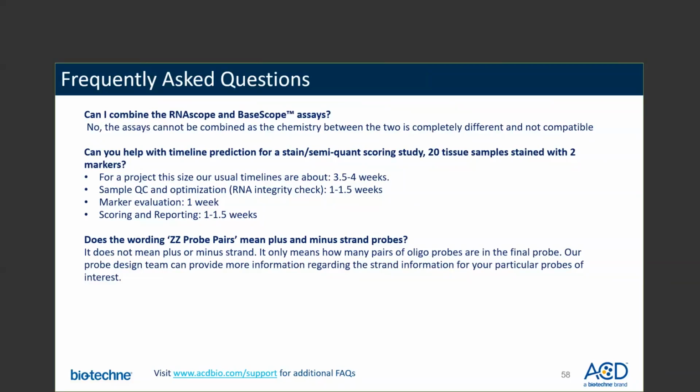Some of the other questions have alluded to the double Z probe pairs. As you can see, it does not mean plus or minus strand. It only means how many pairs of oligo probes are in our final probe. Our standard RNAscope probe is about 20 ZZ probe pairs, and a BaseScope probe can be anywhere between 1 ZZ to 3 ZZ, depending on the application that we are using it for. Our probe design team can provide more information regarding the strand information for your particular probes of interest.